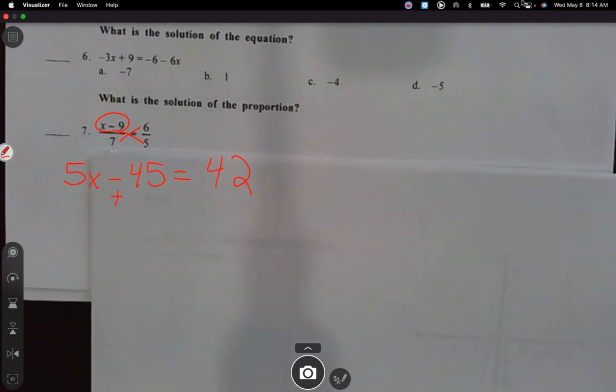So I would add 45, 87. 5x equals 87, divide by 5, and x is, what did we get on this one? Oh, thank you, it doesn't simplify, 87 over 5.